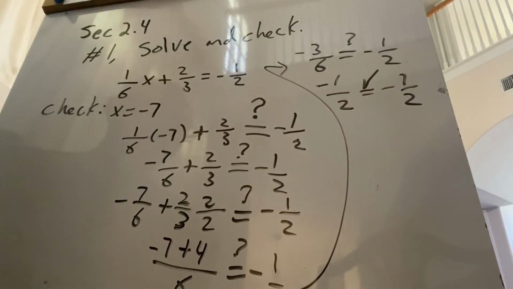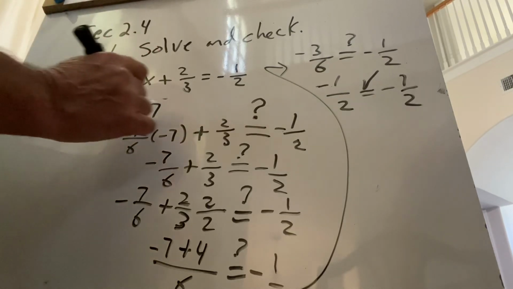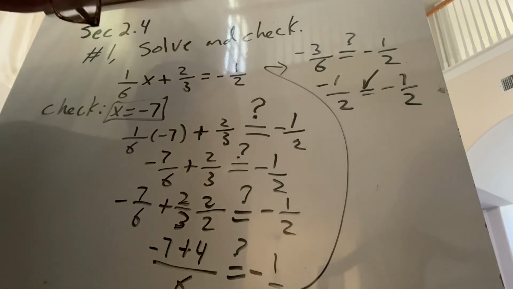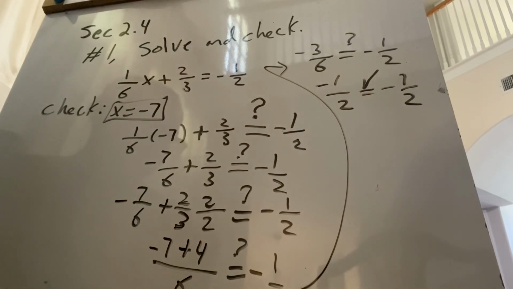So that's it. Not only did we solve it, we also showed that negative 7 is actually a solution because it checks in the original equation. Hopefully that helps.